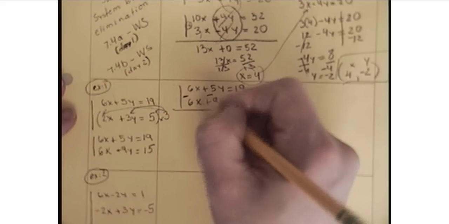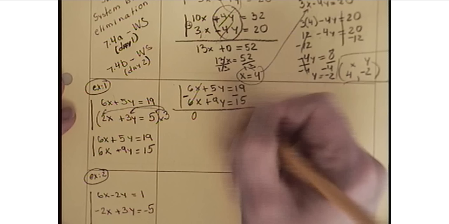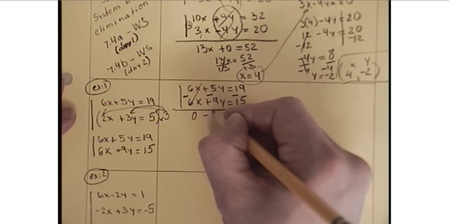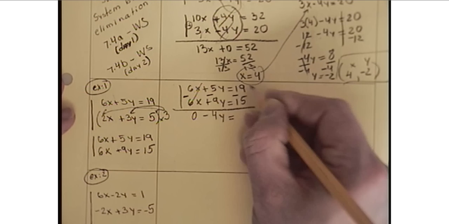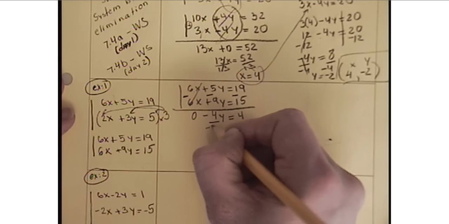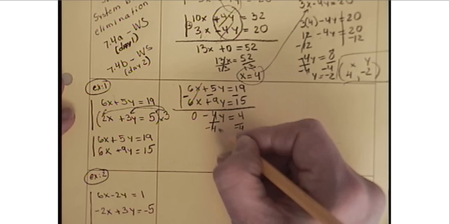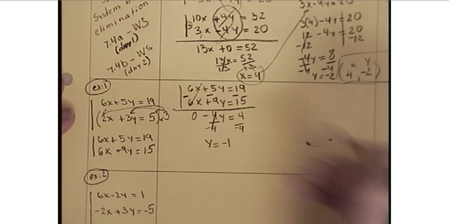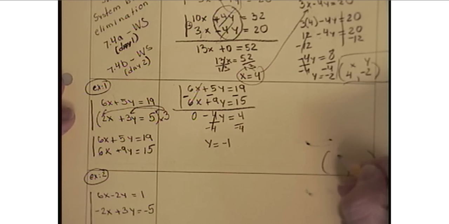6x minus 6x is 0. 5 minus 9 will be negative 4y equals 19 minus 15, which is 4. We'll divide by negative 4 on each side. So y equals negative 1. And of my solution, y is negative 1.